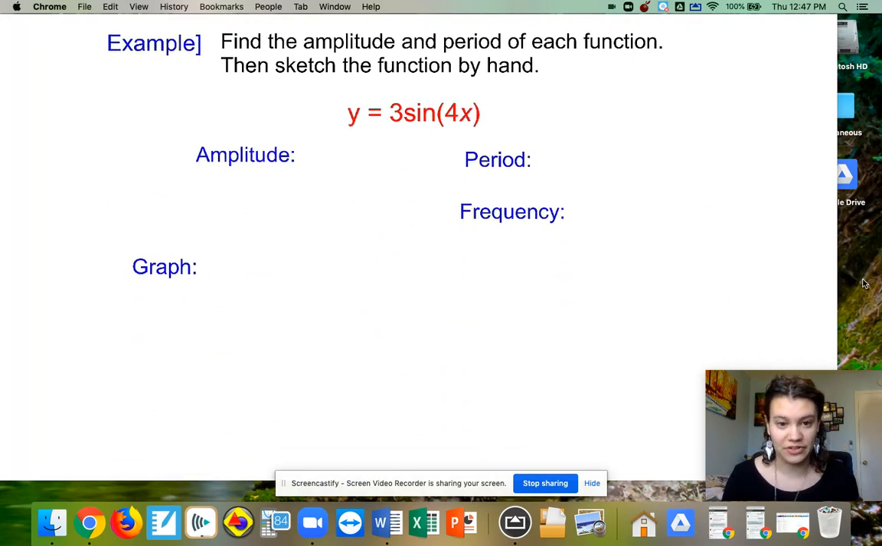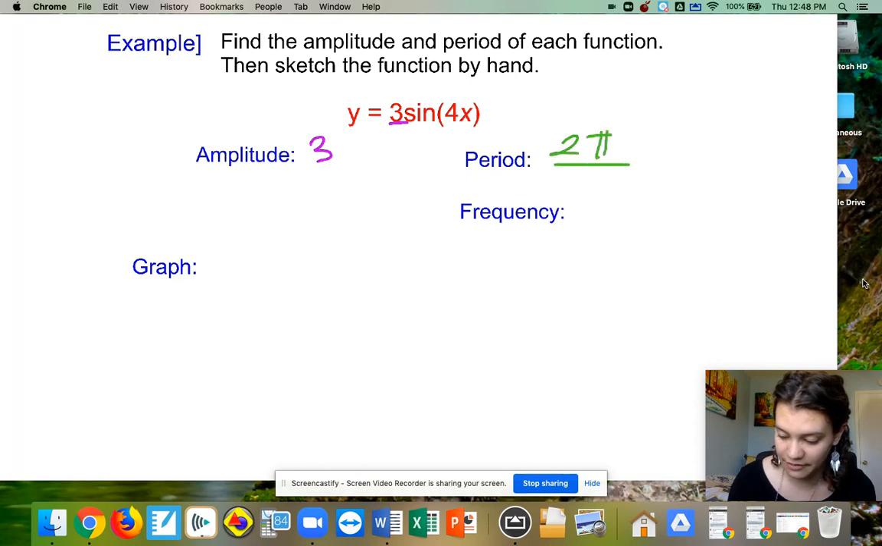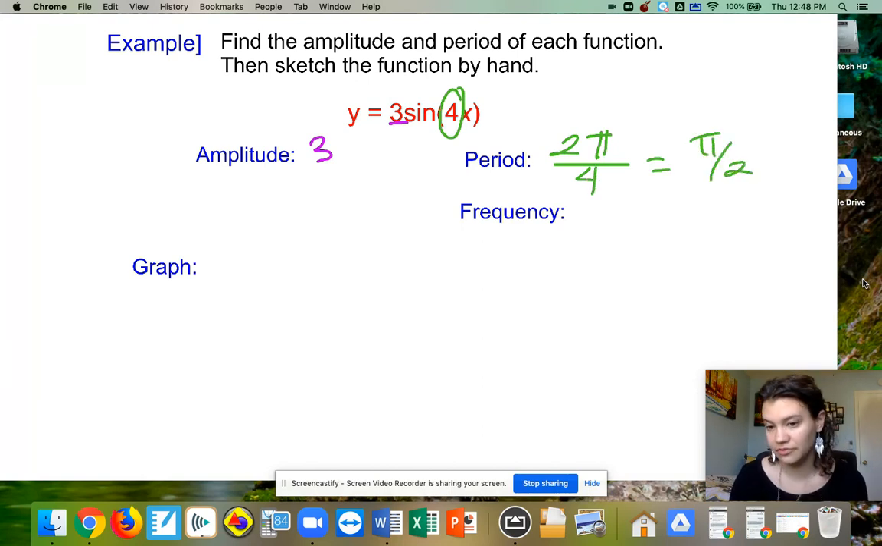So some examples of how to do this. Here, if we want to figure out what the amplitude is, that's going to be this number in front of the sine. So the amplitude is going to be 3. How you find the period is you want to take the standard period of 2 pi and divide by whatever this k value is right here. So we would end up getting a period of pi over 2 for this example. And then again, the frequency is optional, but it's just the reciprocal of your period. So you'd get 2 over pi.